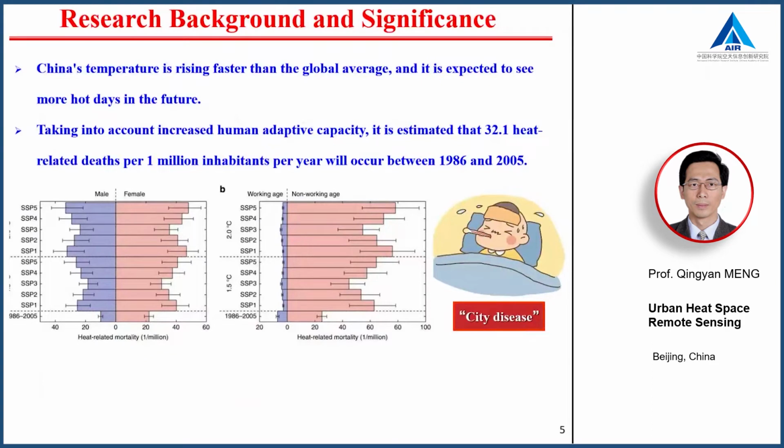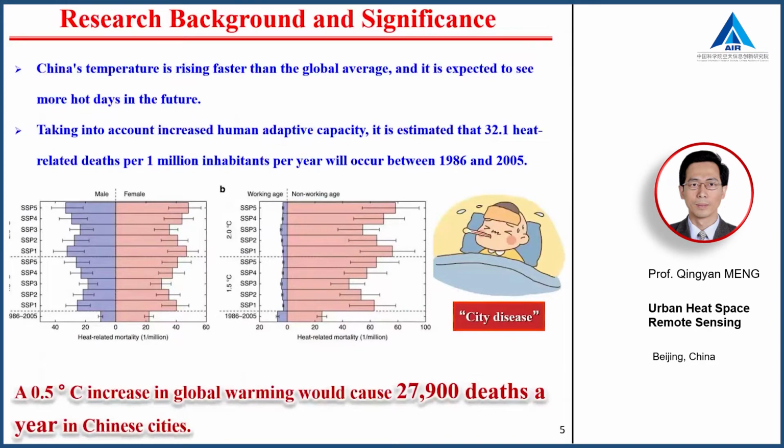China's city temperature is rising faster than the global average, and more hot days are expected in the future. Taking into account increased human adaptive capacity, it's estimated that 32.1 heat-related deaths per 1 million citizens per year will occur, as between 1986 and 2005. It's also a very serious urban disease, as I mentioned yesterday. A 1.5 centigrade increase in global warming would cause many deaths a year in Chinese cities.